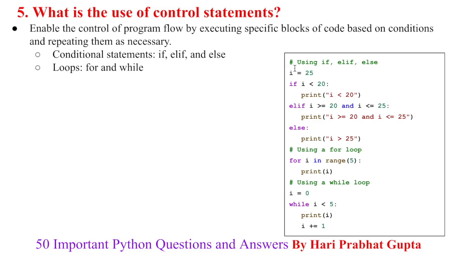In this given code example, if, else if, and else statements are used to determine the value of the variable i and execute a specific block of code based on the value of i, which is right now 25. The for loop is used to iterate over a range of numbers and print each one, while the while loop is used to print numbers starting from 0 and continue until the variable i is no longer less than 5.